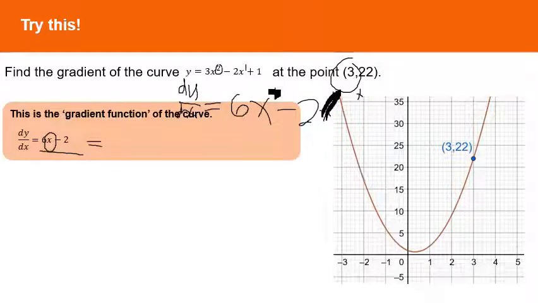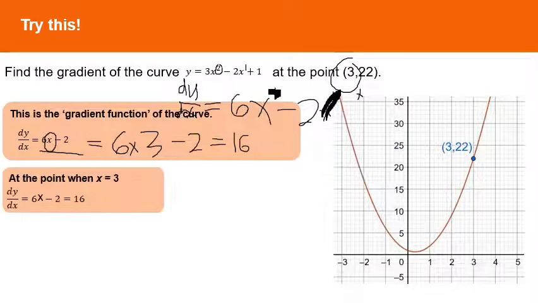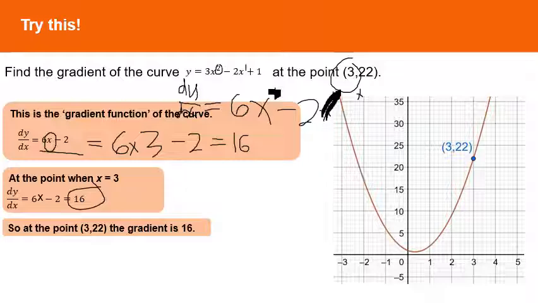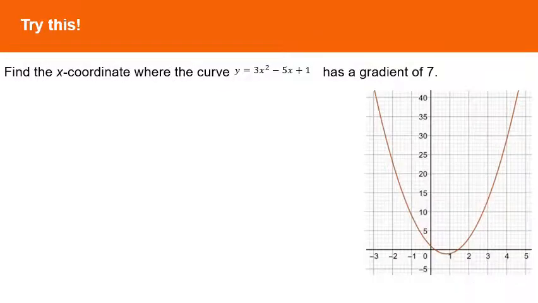So it will be 6 times with 3 and then subtract with 2. Later the result will be 6 times 3 is 18. 18 minus 2 is 16. So the gradient will be 16 over here. So at the point 3, 22, the gradient is 16. Now let's continue to another question in here.